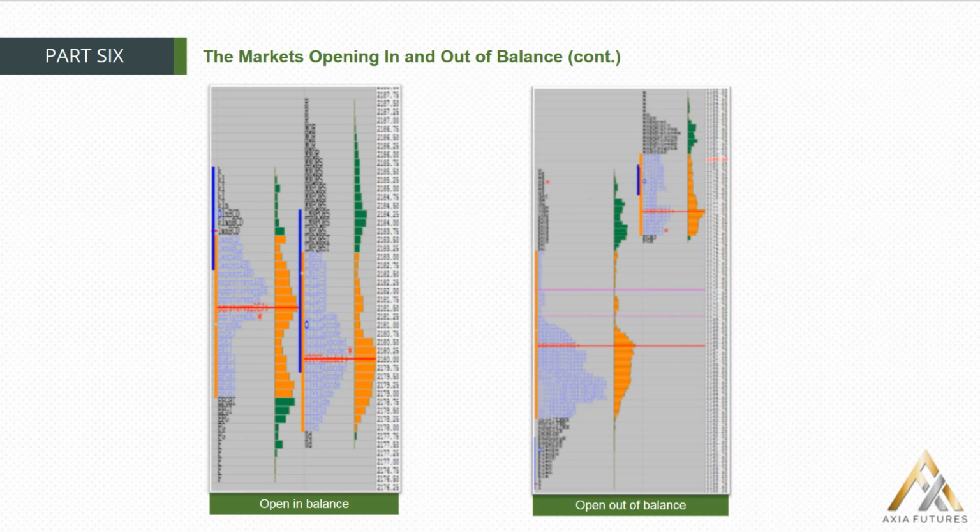Now, what I will say as a rule of thumb, when a market tends to open out of balance, we do tend to get a little bit more volatility. Note, not necessarily volume, but volatility. So we tend to get a lot more of what is seemingly aggressive up and down moves.